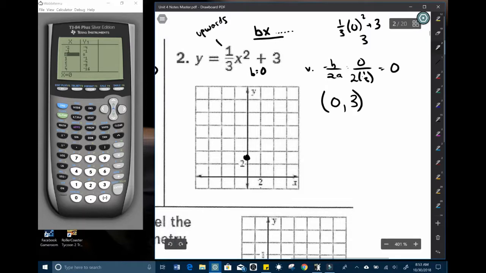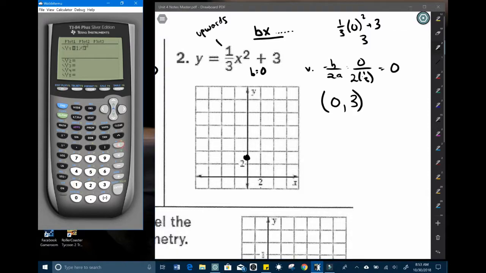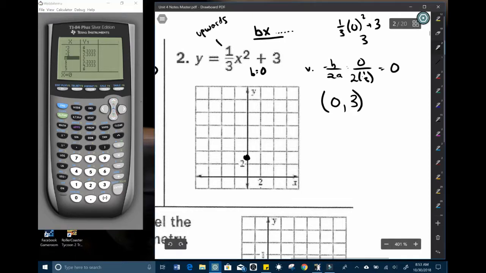Axis of symmetry, so that's going to be there. Let's just go to the graphing calculator, type this in, find some other points. 1/3 x squared plus 3. Second graph. Okay, let's find some nice whole values. So 0, 3 is in our middle. I see negative 3 over 6, or up 6. 0, 3, and 3, 6.